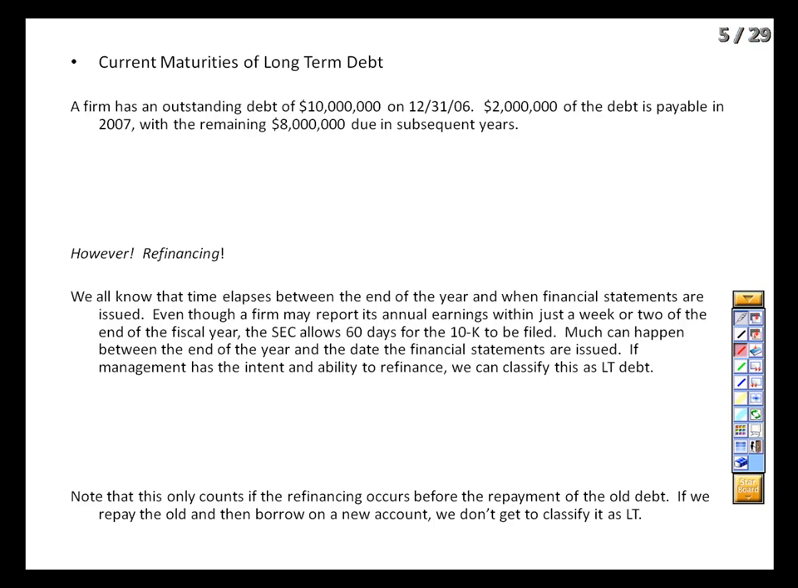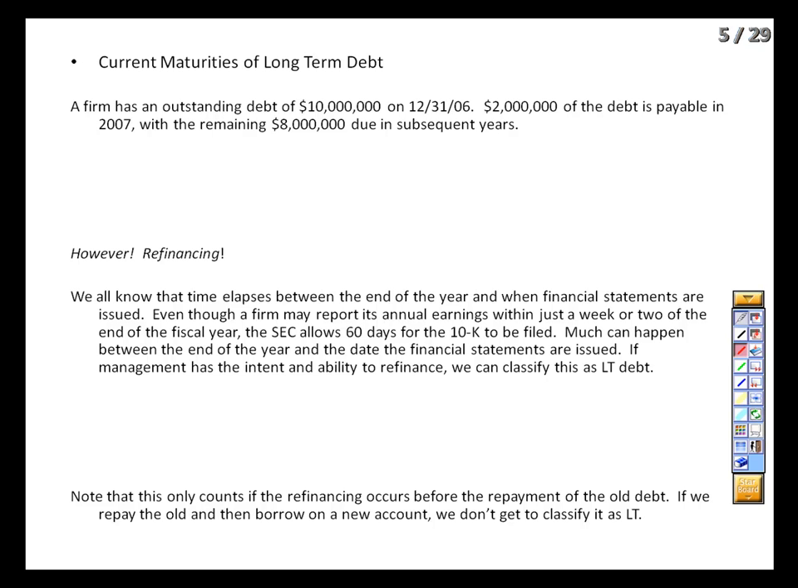Okay, we've got one more thing to look at on our current liability side. Current maturities of long-term debt. Let's say we've borrowed $10 million and we're not going to have to pay it back for a number of years. But the bank has decided that they don't want to wait until the last minute to find out if we're going to be able to pay them back. So the note is structured in such a way as to require it to be paid back in chunks. And here we are on December 31st, and our first payment is due next year.